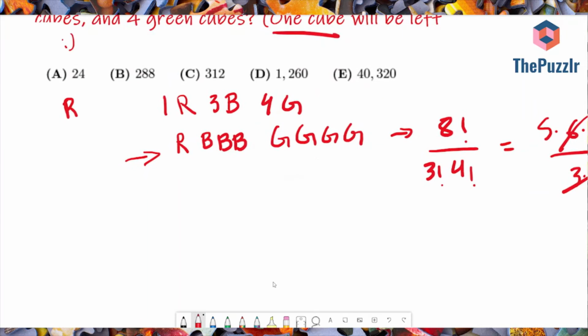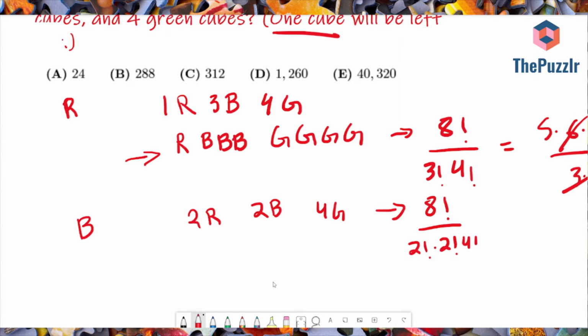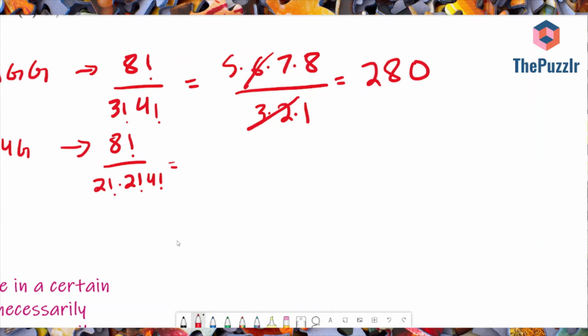Okay, what about if we leave out the blue? We leave out the blue, we'll be left with 2 reds, 2 blues, and 4 greens. So same thing, 8 factorial. This time we divide by 2 factorial, 2 factorial, and 4 factorial. Doesn't change much though. We're left with 5 times 6 times 7 times 8. And this time instead of 3 times 2, we're going to do 2 times 2. 2 cancels out here and here.